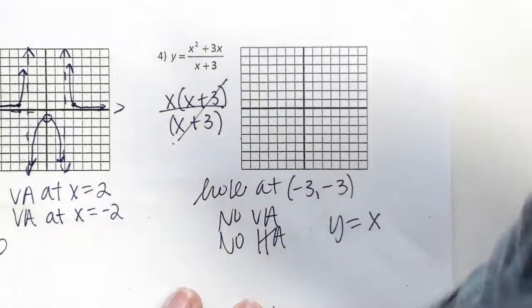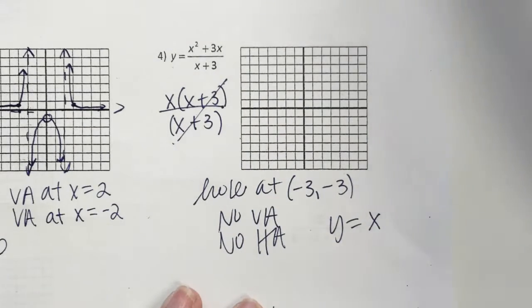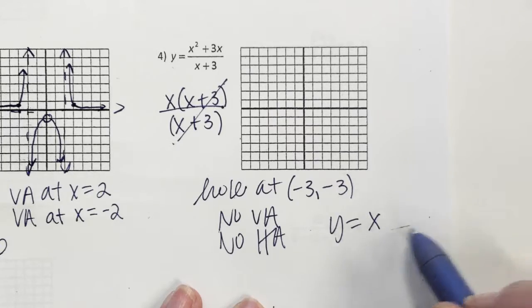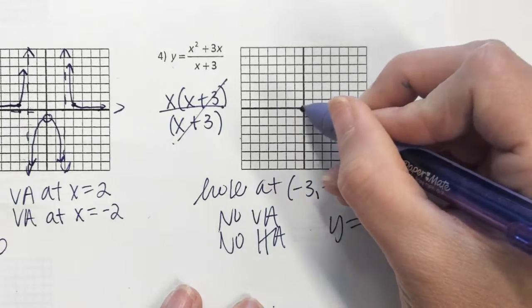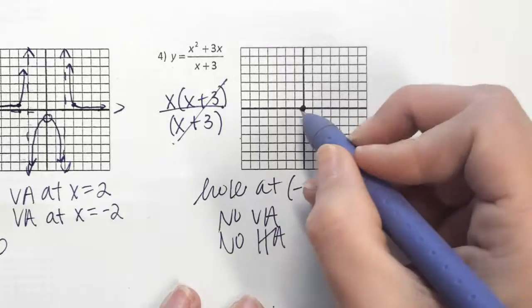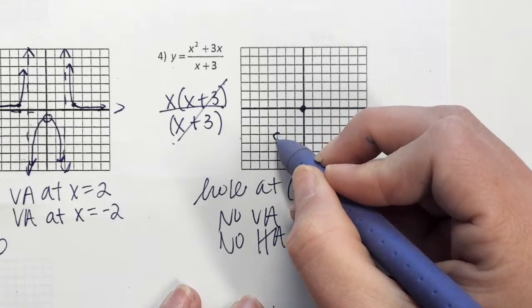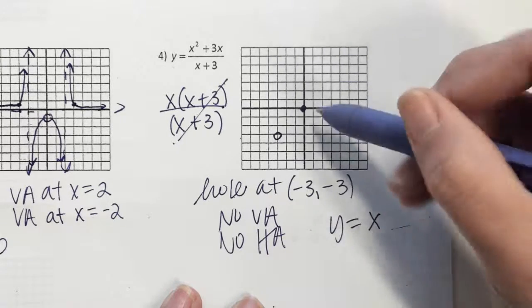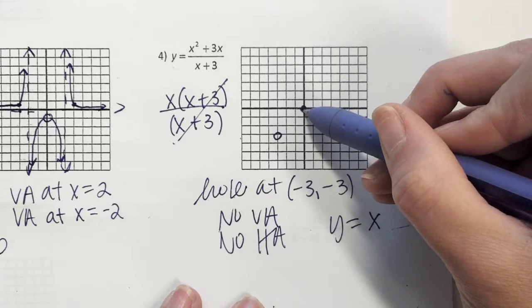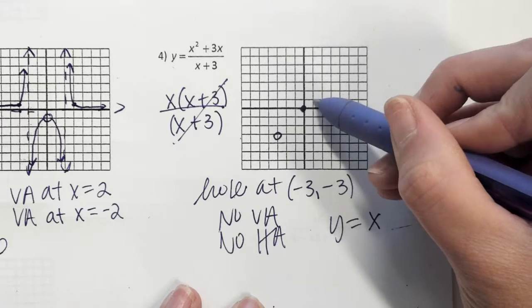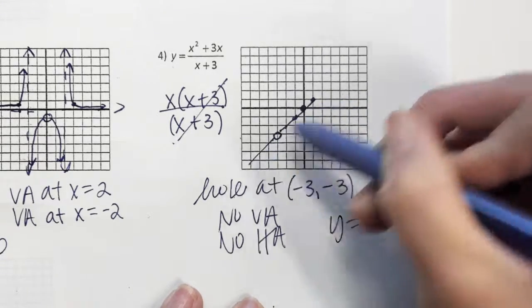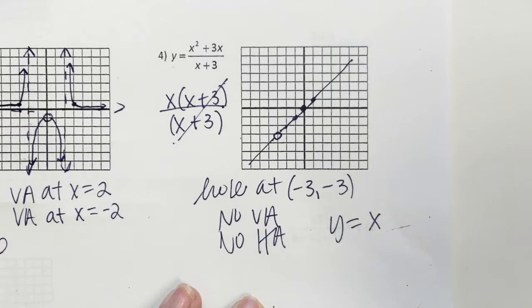We know how to graph lines. We don't need a graphing calculator. So what's the y-intercept? 0. Good. Nothing here, right? Oh, let's draw our hole at -3, -3. 1, 2, 3, 1, 2, 3. What's my slope? Good. So for my y-intercept, I go up and very good. So it's just a straight line with a hole at -3, -3. Questions about that one?